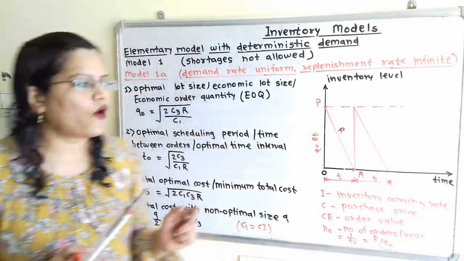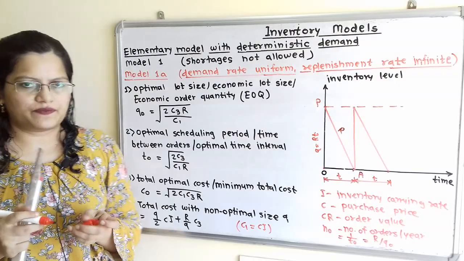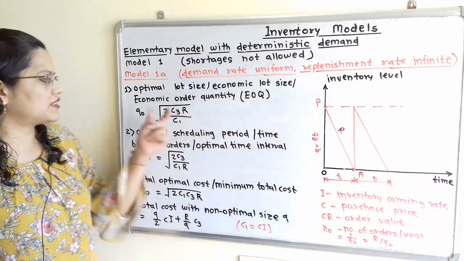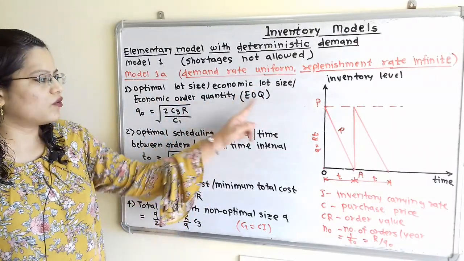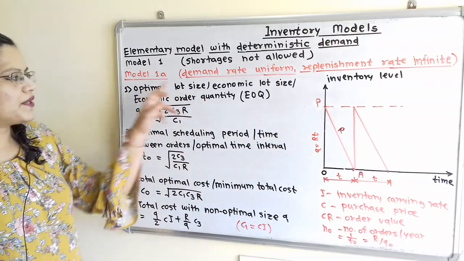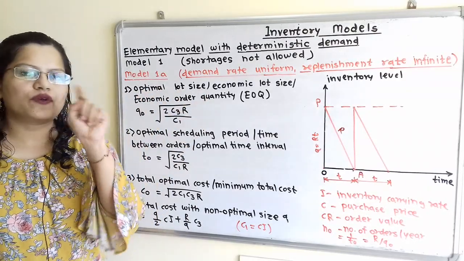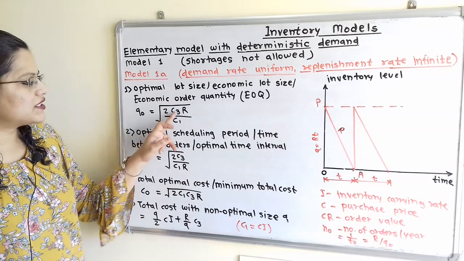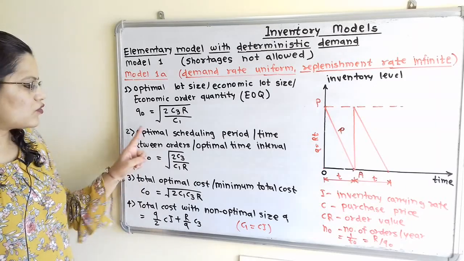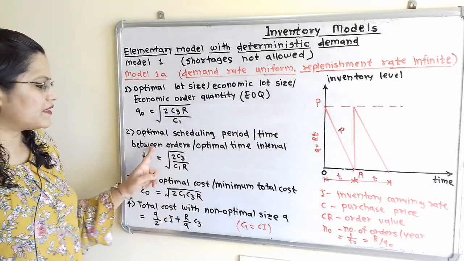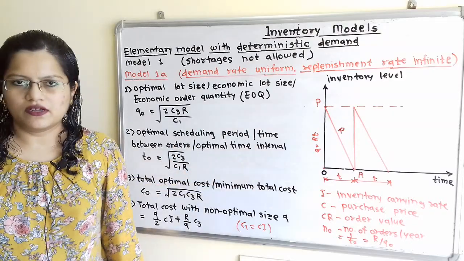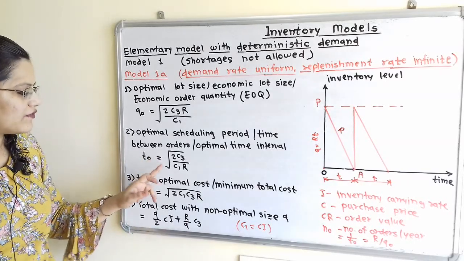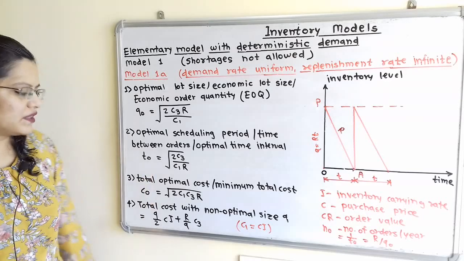Now we will move to the formulas for inventory model 1A. First formula, optimal lot size, which we can say economic lot size or economic order quantity, that is EOQ. Whenever the word optimal or economic lot size is there, we write the subscript O, that is Q0 is equal to under root of 2C3R by C1. Then next, optimal scheduling period or time between orders or optimal time interval. Again for optimal time interval we write the subscript O, that is T0 is equal to under root of 2C3 by C1R.